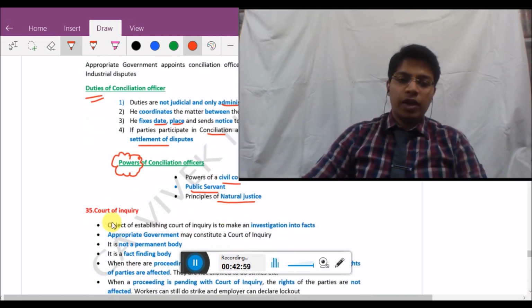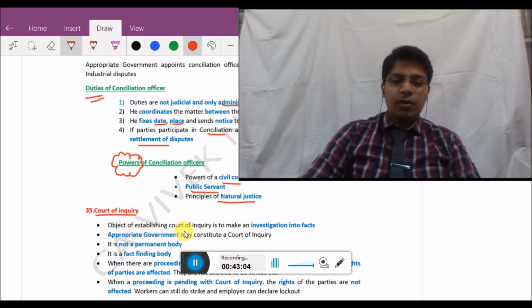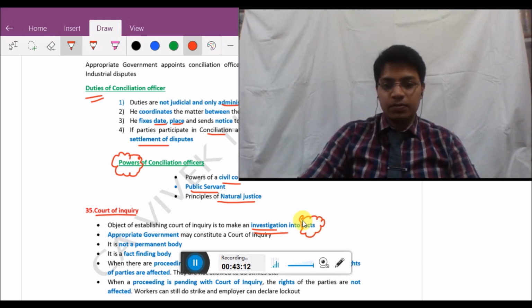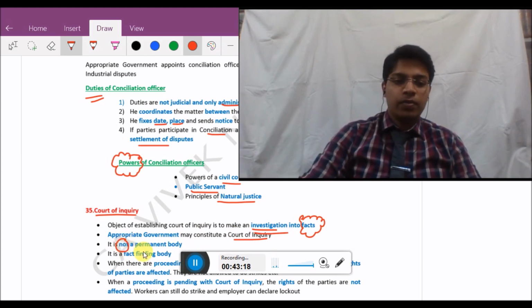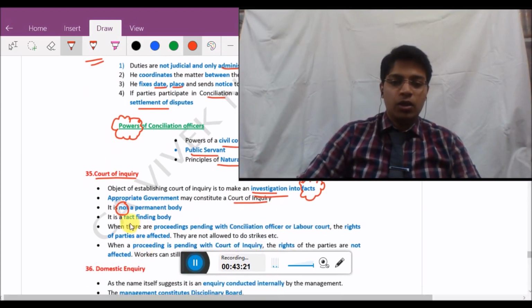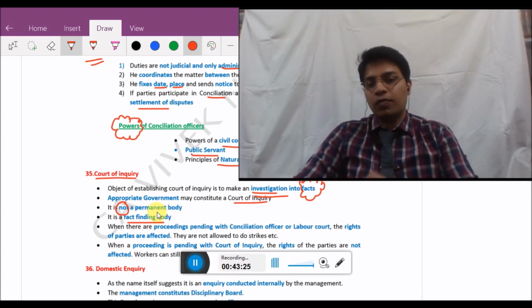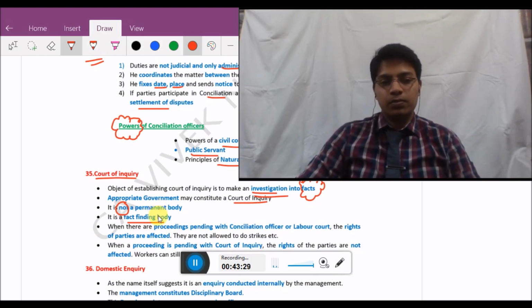What is a court of inquiry? Court of inquiry. The object of establishing a court of inquiry is to make an investigation, as we have discussed, investigation into the facts. It focuses only on the facts. The appropriate government may constitute a court of inquiry. It is not a permanent body. It is a fact-finding body. Only for finding the facts in the particular case, the appropriate government constitutes this court of inquiry, and after that purpose is over, it is wound up.